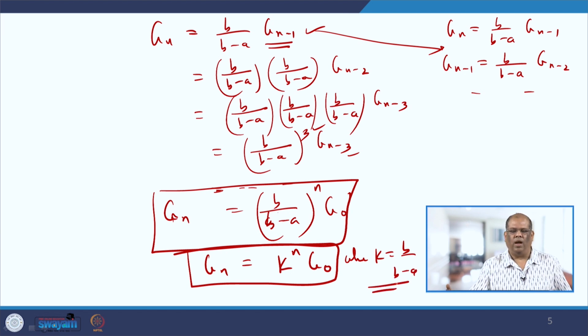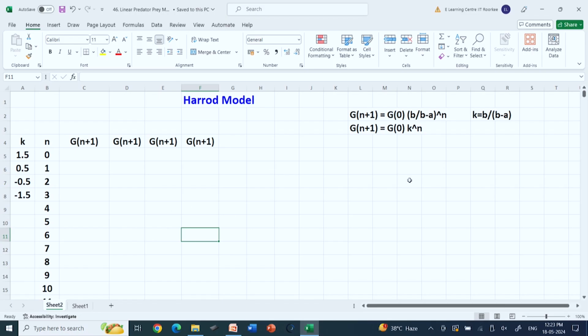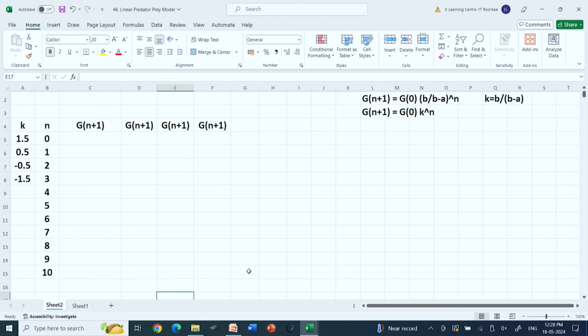Let us now see the dynamics of this national income for various values of k, and we will do it numerically, for which we will be using Microsoft Excel. So, I already have it opened. Here Gn is equal to G0 B by B minus A whole to the power n. I replace this by k, and I get G0 k to the power n. So, I put the initial values, say 10, to each of them. We have 4 cases to discuss, which are the values of k: 1.5, 0.5, minus 0.5 and minus 1.5.